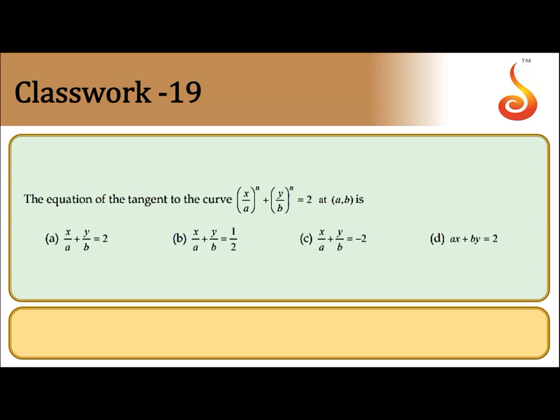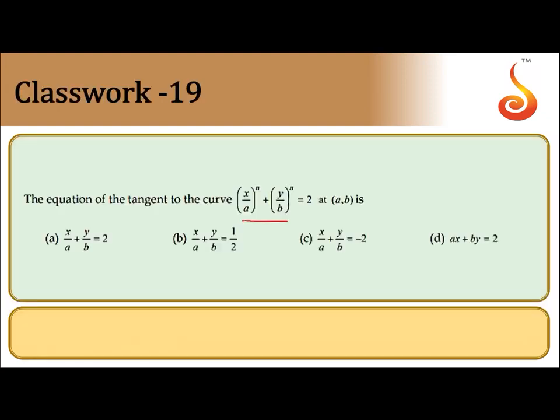Okay, let's see that. Equation of the tangent to the curve x by a power n, y by b to the power of n is equals to 2 at a comma b. Of course, this must be true whatever be the value of n. Conveniently I take up n is equals to 2 here. So that becomes ellipse x square divided by a square plus y square divided by b square is equals to 2, which is nothing but ellipse.